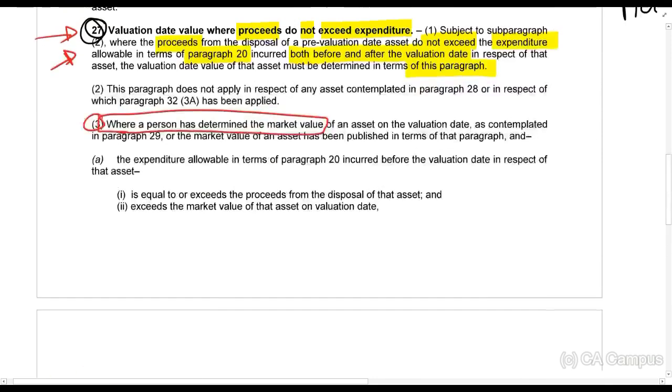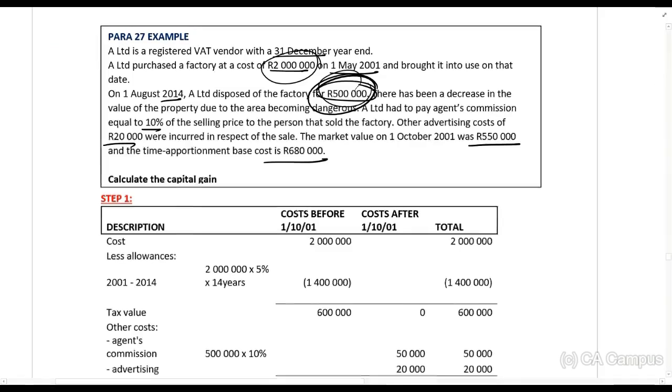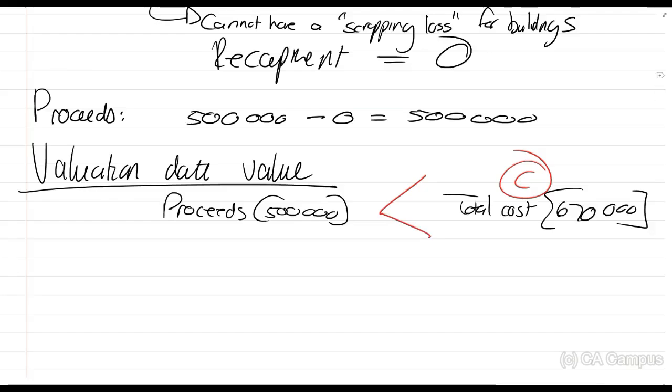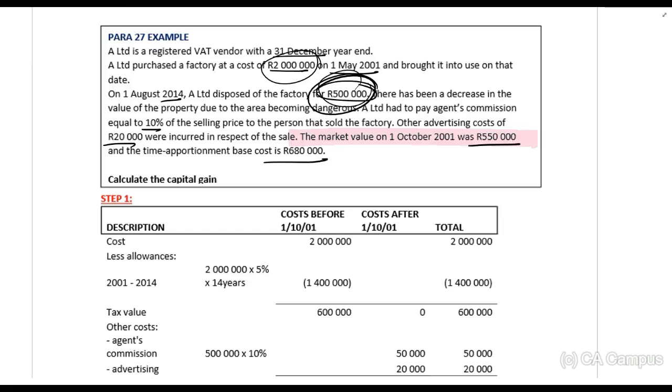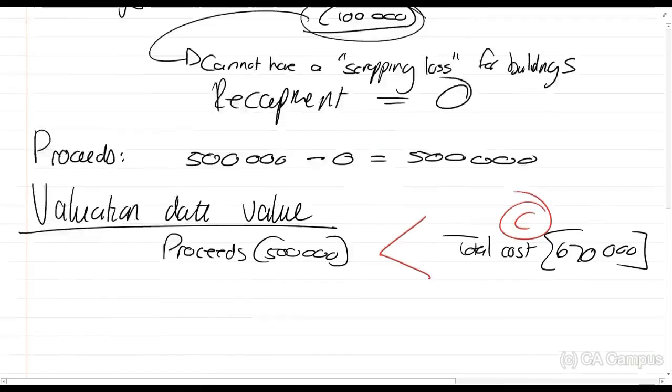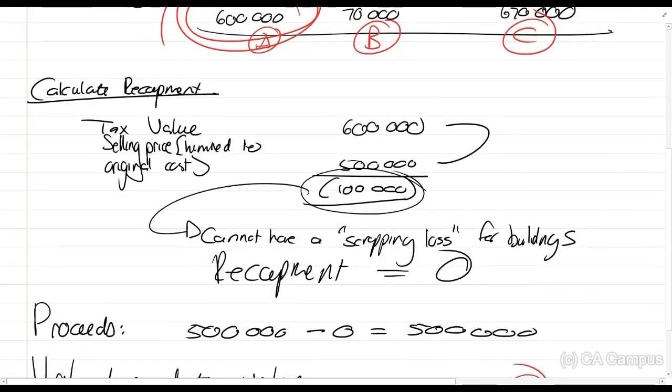That's not too common to see. But in all other instances where you do have the market value, we will do the following. Do we have the market value? I just want you guys to see, the market value is given to us. Now make sure that you see how this works. It says, where a person has determined the market value of the asset, and the expenditure allowable in terms of paragraph 20 before the valuation date of that asset. So they are telling you here to look at column A, the expenditure before valuation date. That's 600,000. So they say take that 600,000 rands.